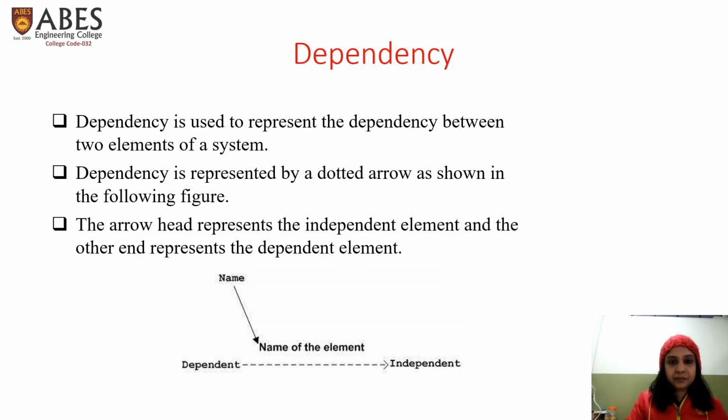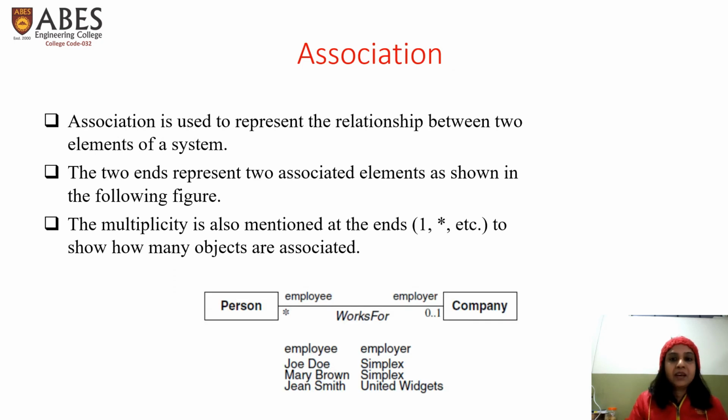You can see here. Dependency is used to represent the dependency between two elements of a system. Dependency is represented by a dotted arrow as shown in the following figure. The arrowhead represents the independent element, as I've already told you, and the other end represents the dependent element. This is the weakest relationship between the classes.